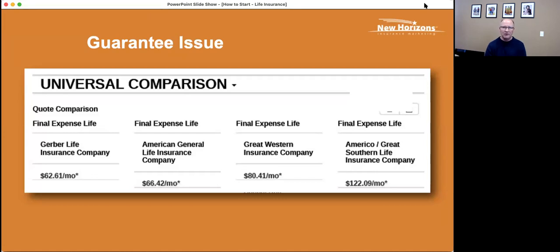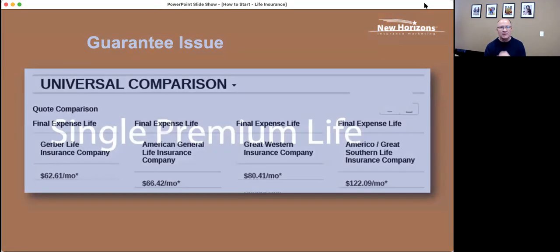Pretty excited about a final expense carrier that's going to have level, graded, and guarantee issue all in one, and an instant decision. So we're going to keep you posted on that one as well.